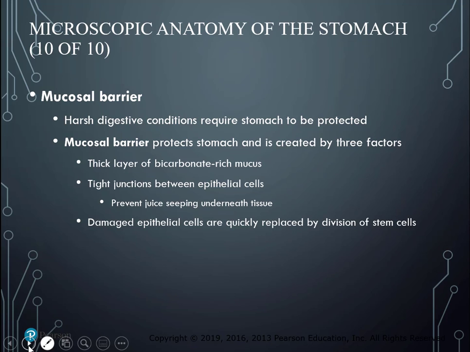And damaged epithelial cells are quickly replaced by the division of stem cells. They are very quick in replacing damaged cells, almost on a daily basis, or every time we eat. There are lots of epithelial cells that are damaged and need to be replaced as fast as they are torn out. So they are completely replaced every 3 to 4 days, or 3 to 6 days.